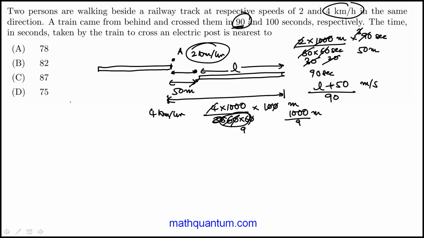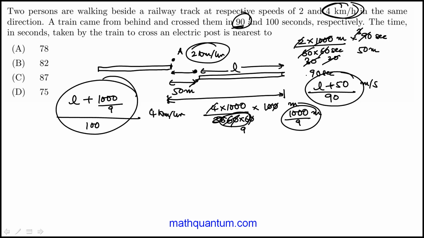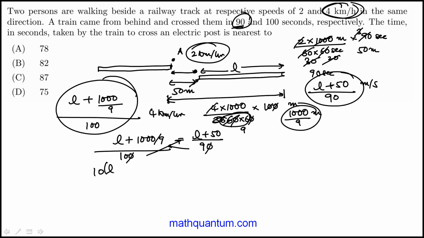And that means the average speed of the train is L plus, because it will again cover the body of the train, plus the distance that the second person walking at 4 kilometers an hour has traveled in that time, and then we divide that by 100 seconds. Now these two speeds have to be the same, and that's the condition that will give us the length of the train. So I'll leave it in that form. You'll see that the 0 drops out. Then I'll cross multiply: 10 times (L plus 50) is equal to 9 times (L plus 1,000 over 9).